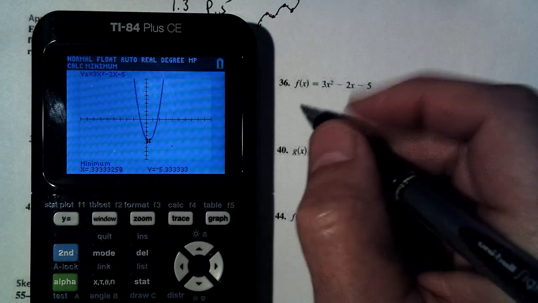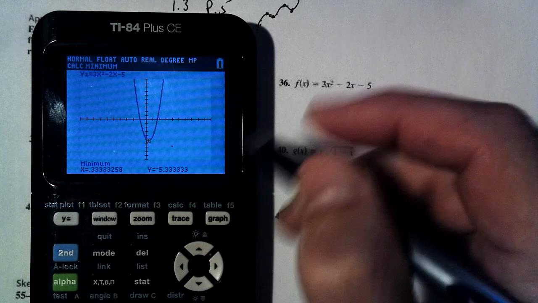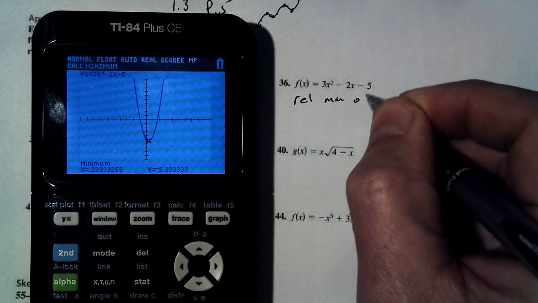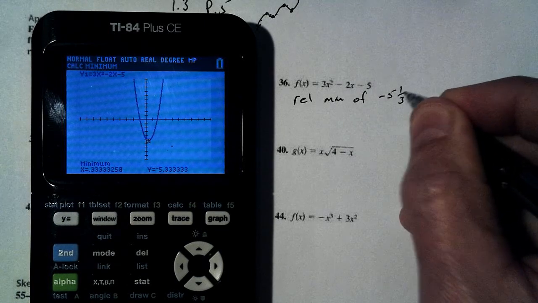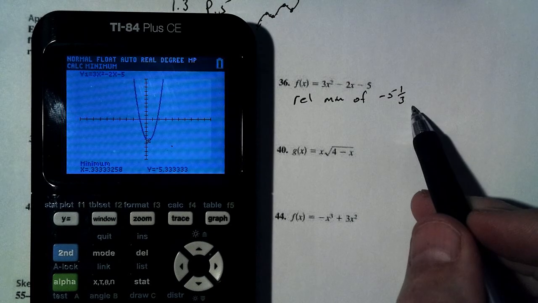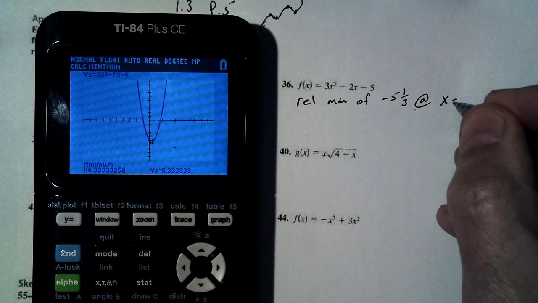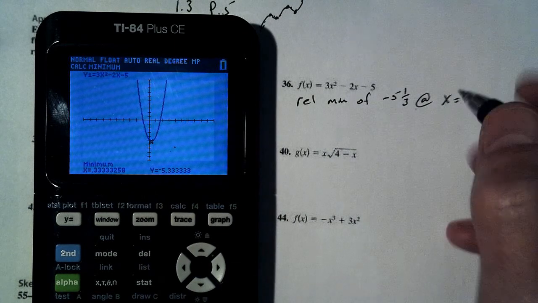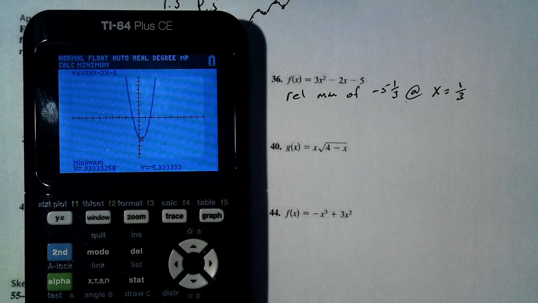We have what appears to be a relative minimum of -5 1/3, 0.3 repeating, but it's probably preferred to write 1/3, at x equals, this is probably 1/3. It's definitely worth assuming. And that's it. We don't have a relative maximum on the graph.